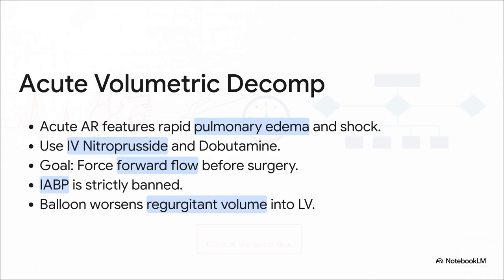And this brings us to the absolute mechanical red line. Intra-aortic balloon pump placement is strictly banned here. Why? Well, think about how an IABP works. The balloon inflates during diastole to augment coronary perfusion. In acute aortic regurgitation, inflating a balloon in the aorta during diastole will catastrophically blast even more of that regurgitant blood backward into a left ventricle that's already failing.